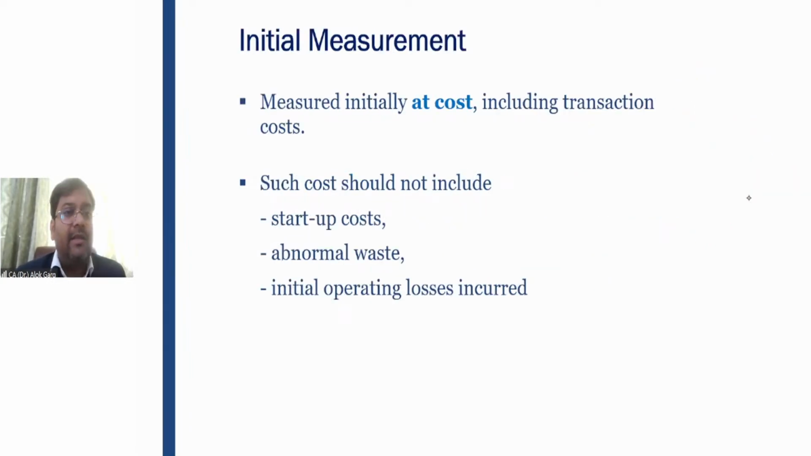Now, recognition we understood, but what is initial measurement? It has to be initially measured at cost, like PPE. And you remember in PPE, what should be included? Cost includes purchase price, any non-refundable taxes, less any trade discount and rebate, plus directly attributable cost like transaction cost, registration charges, brokerage, property taxes, right? So if there is any directly attributable cost, it has to be added to the cost. Such cost should not include, same as in Ind AS 16, startup cost, abnormal waste, initial operating losses incurred. These will not form part of the cost; these will form part of the P&L, right?